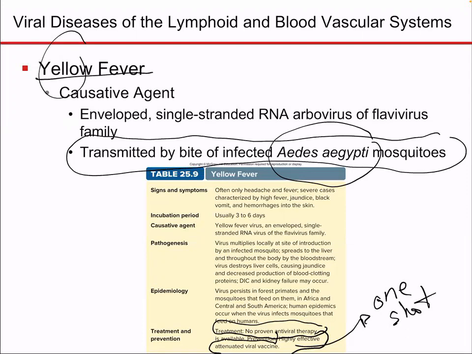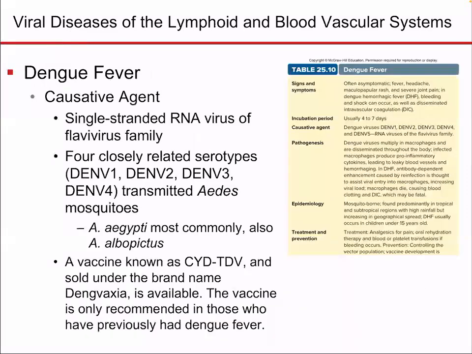So since we are talking about viruses that are transmitted by this mosquito, let's now talk about another viral infection that is transmitted by this same mosquito. And now we are talking about dengue viruses that produce dengue fever or hemorrhagic dengue fever. So in the case of dengue fever, once again transmitted by mosquitoes, there are different species that may transmit dengue virus.